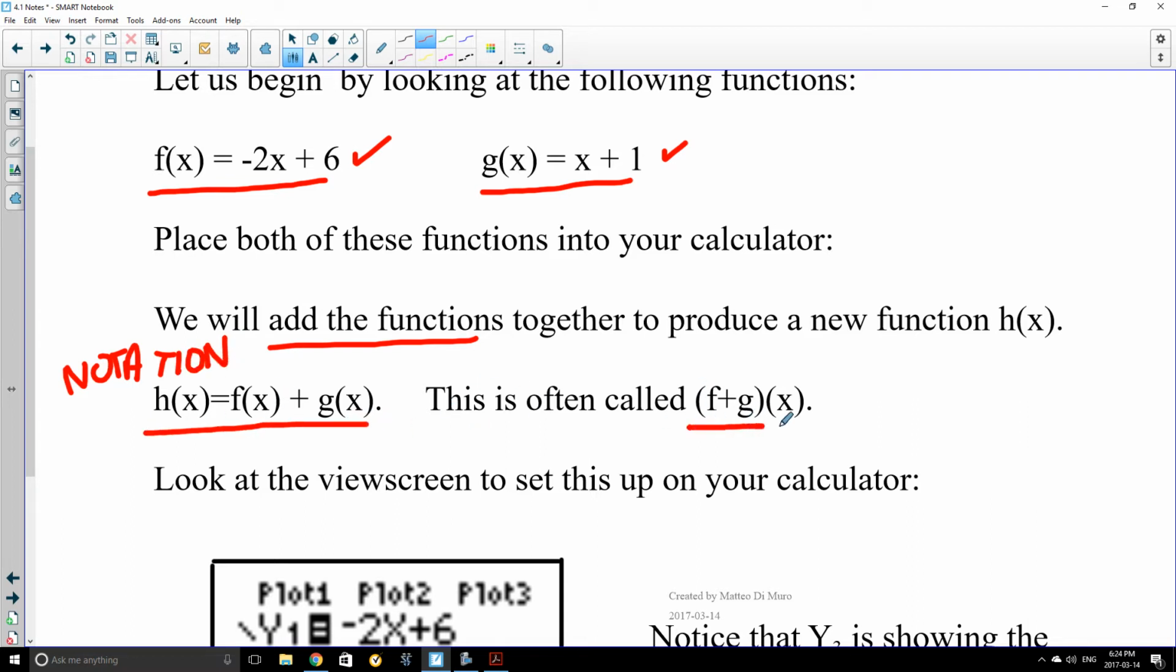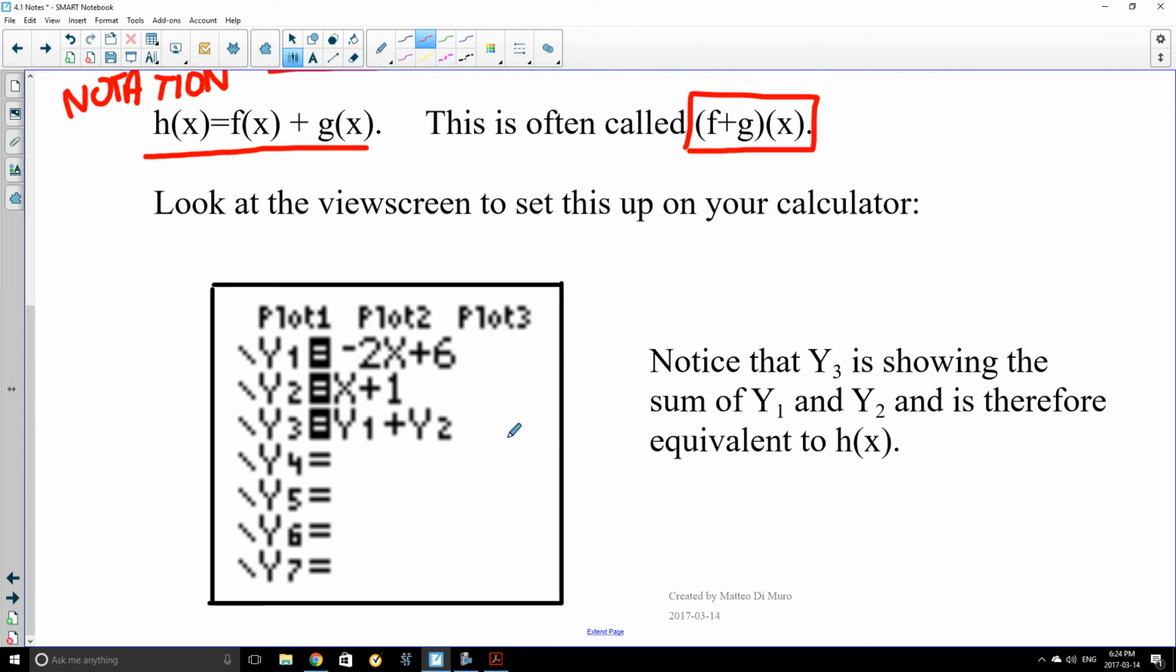You're going to see f plus g of x. So that's how you say it out loud. In your notes, I have it all done on a graphing calculator. You don't really need to worry about it, but if you want to follow along, you definitely can do it on your graphing calculator. So you just go to the plot. There's a button that says plot.